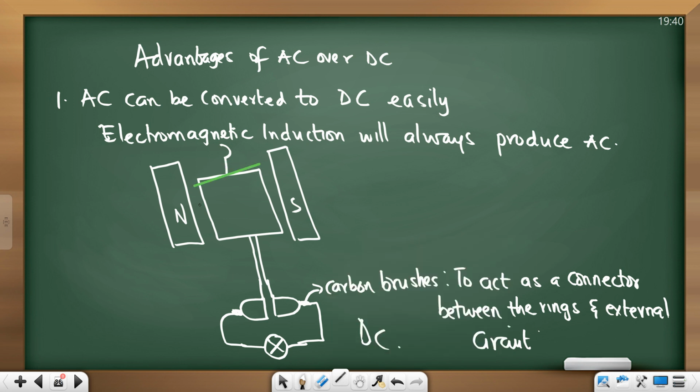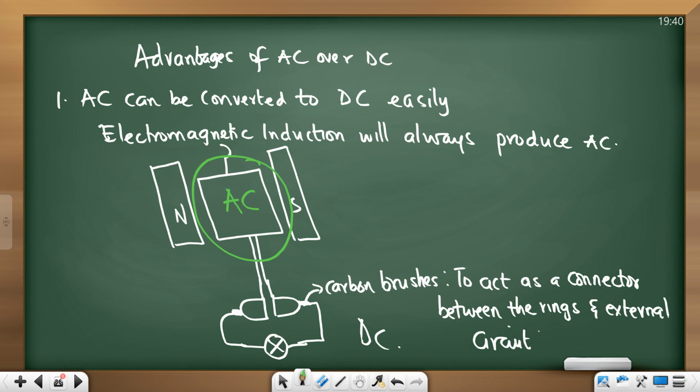But right here in the coil, what we are generating is AC because of electromagnetic induction. So in the coil, we are generating AC. It is the commutators that convert it into DC. Hence we said AC can be converted to DC easily. That's advantage number 1. I hope it makes sense.